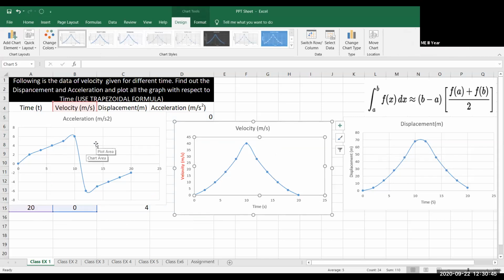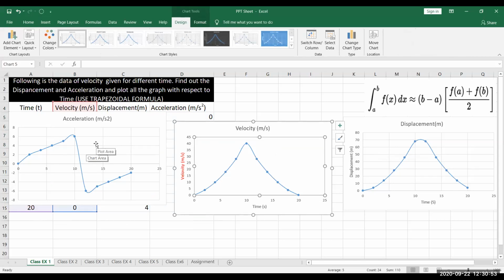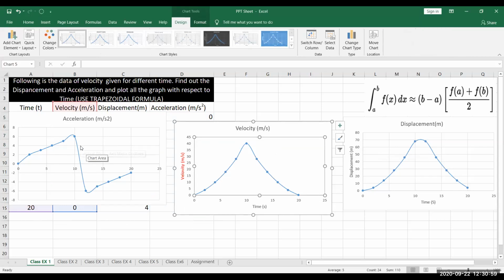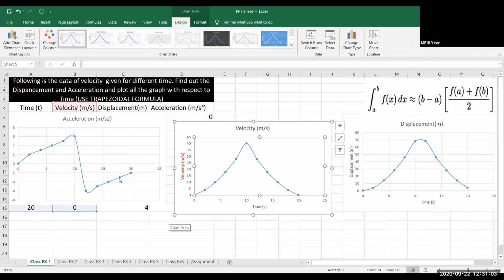Yes, all of you unmute. If any issue is there, you can tell me. Otherwise, all of you unmute yourself. These three curves we got from our result value. Yes. So you have to do this thing like that only.